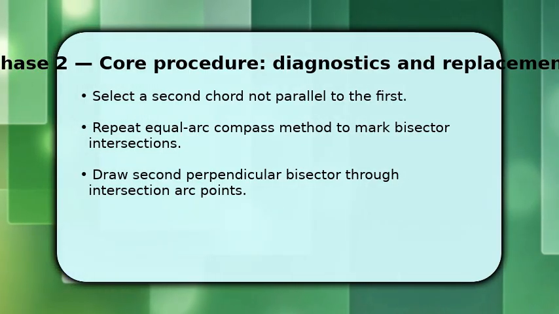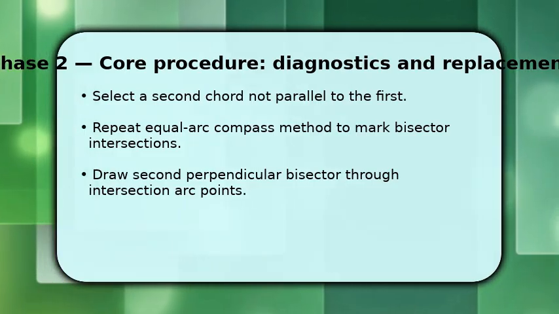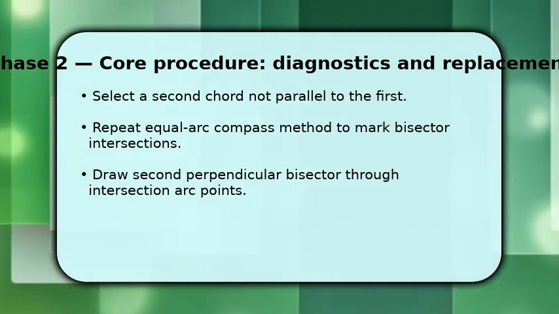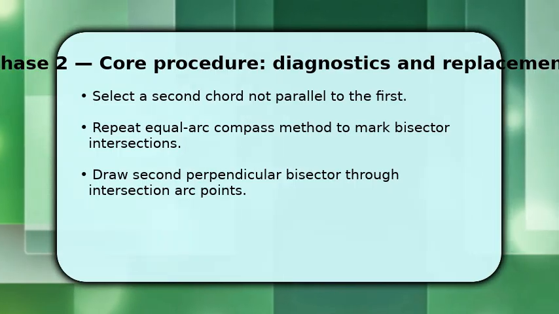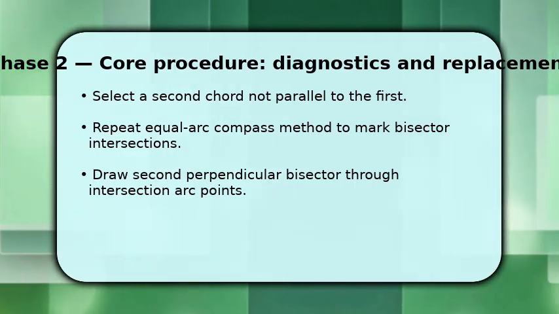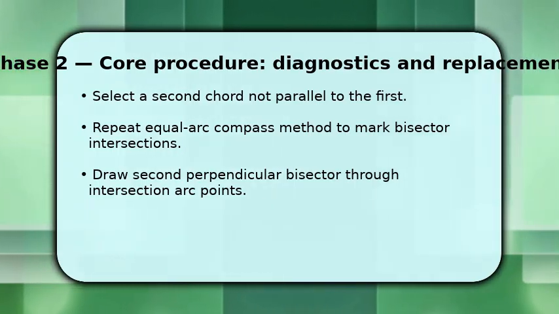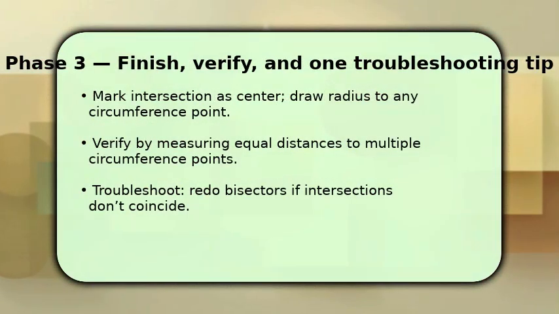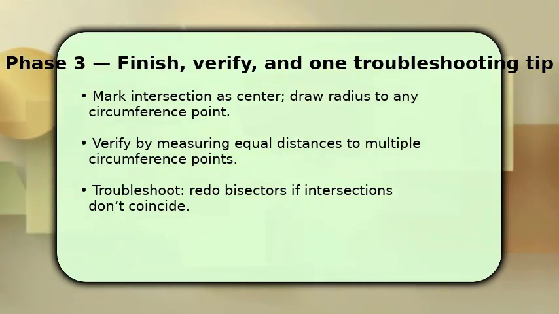The crossing point is geometrically the center of the circle. If lines barely meet, extend them a bit and reevaluate. Mark the intersection of the two perpendicular bisectors. This is your center. To verify, place the compass point on that mark, measure to the circumference, and swing a full circle. The arc should align with the original boundary.